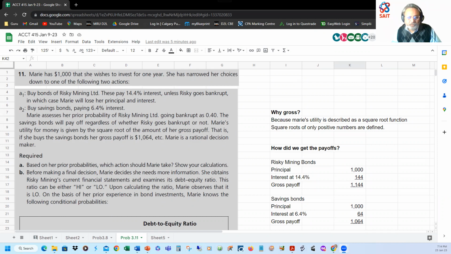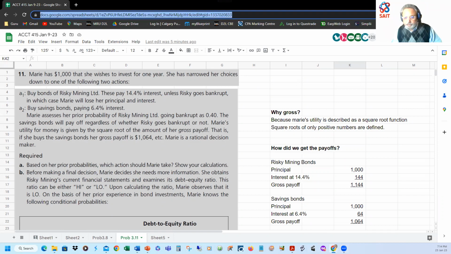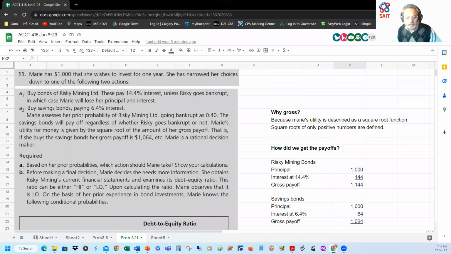Okay, so have I not shared my screen? Oh, the Google Sheet link. Okay, just give me a sec. The link is also there on D2L, just so you know, in case you happen to lose it.